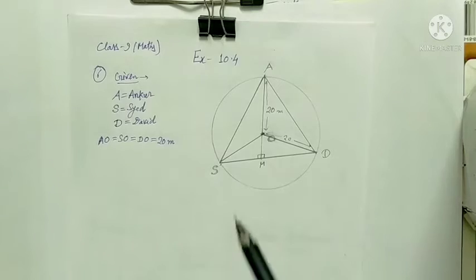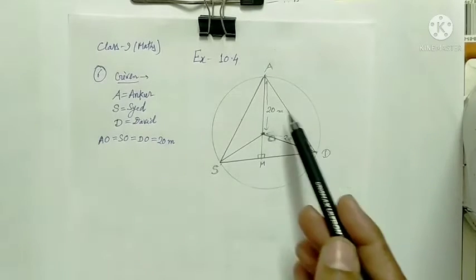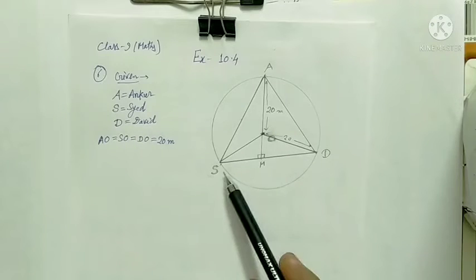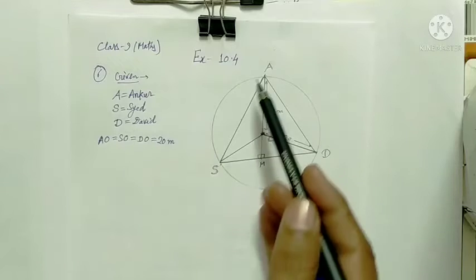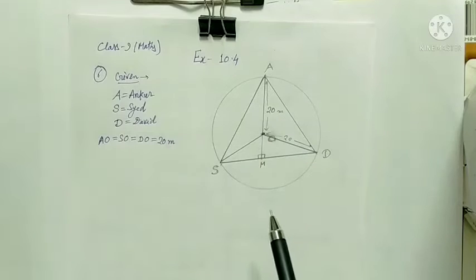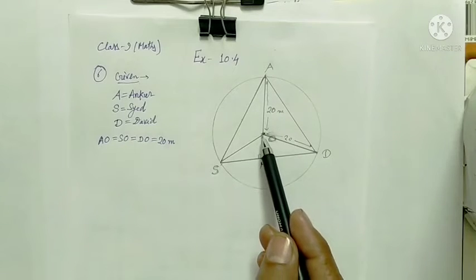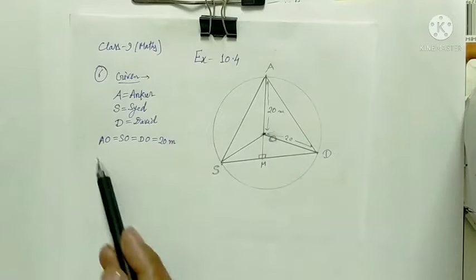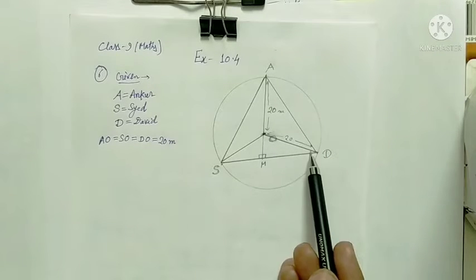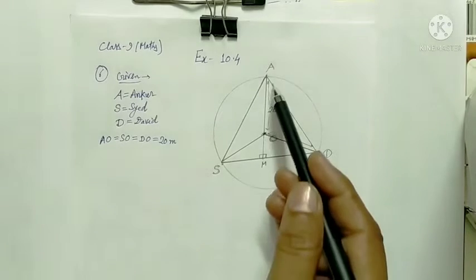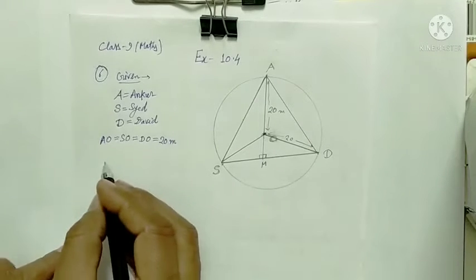Students, I have drawn a figure for you. This is the circular park and I have taken A as Ankur, S for Sayyed and D for David, and they are sitting at the circumference of this park at equal distance. We don't know that distance, but we know the radius of this park is 20 meter. It means O is the center of the circle, so OS is equal to OA is equal to OD. All are equal because they are radius of the circle. So this is given as 20. Now we have to find out the length of this string.